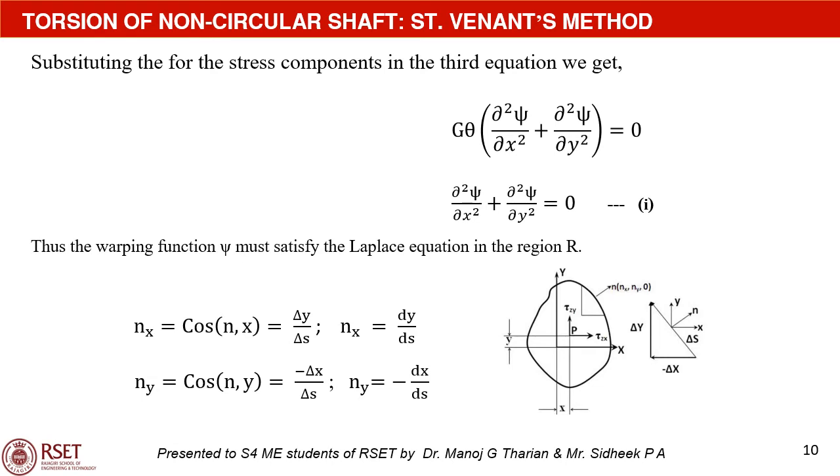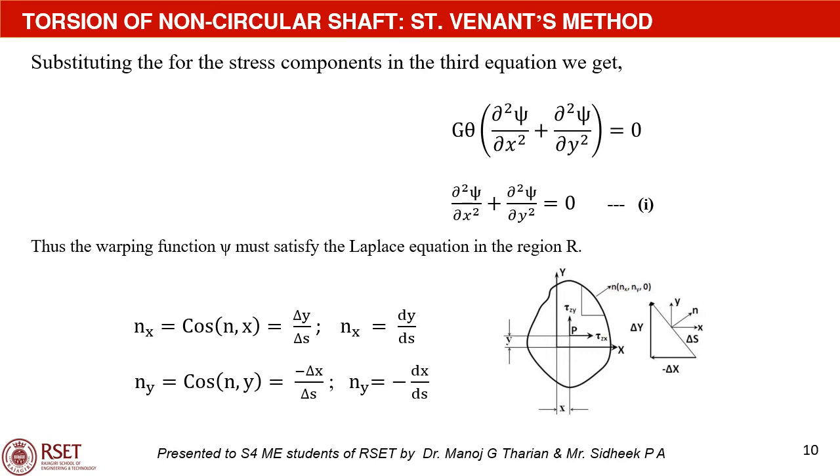Now consider the cross section of the non-circular shaft as shown in the figure. We are considering an elemental length delta S on the boundary of the cross section. Let delta x and delta y be the x and y components of delta S. N is the outward normal at that particular point. The direction cosines of the outward normal N are Nx, Ny and 0.